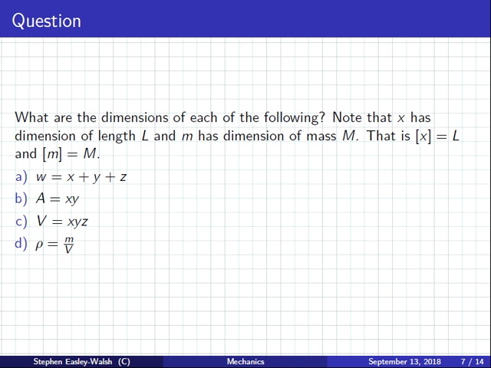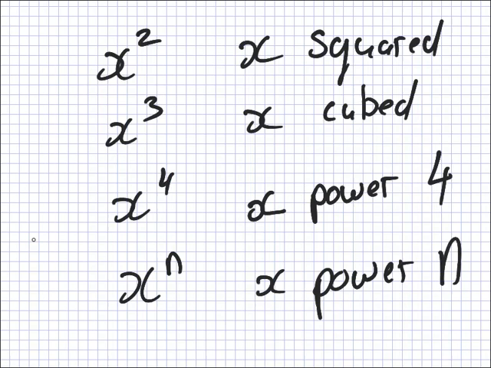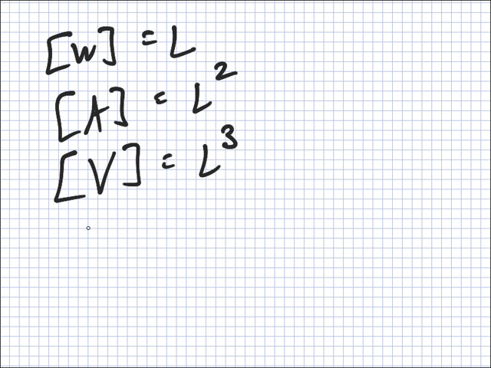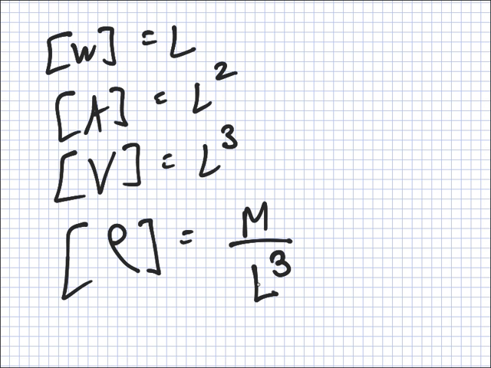That's its dimension. Let me write these down. The first one, the dimension of W, we said was length. The dimension of A, we said is length squared. The dimension of V, we said is length cubed. And the dimension of density, we said is mass over length cubed.